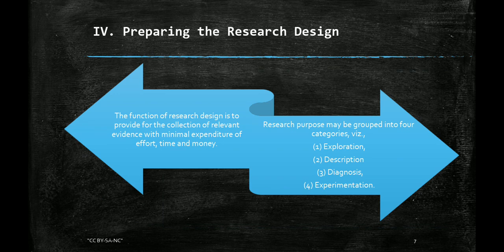And the fourth step in a research process is preparing a research design. The function of a research design is to provide for the collection of relevant evidence with minimal expenditure of effort, time, and money. The research purpose may be grouped into four categories: exploration, description, diagnosis, and experimentation.